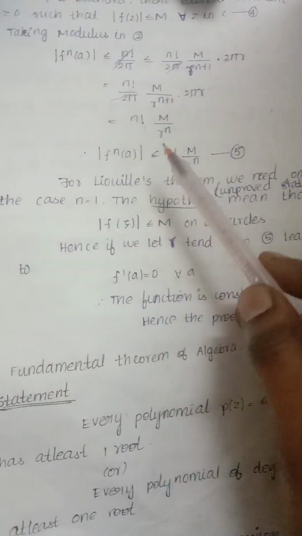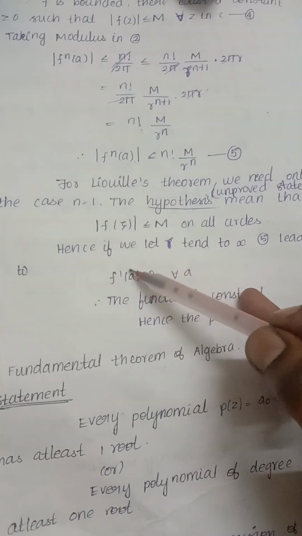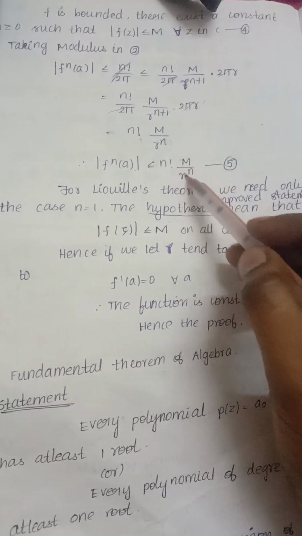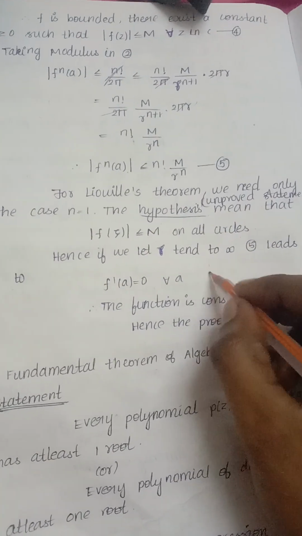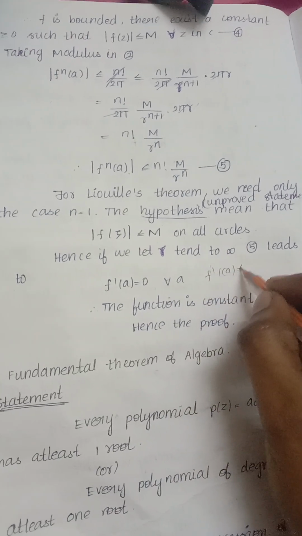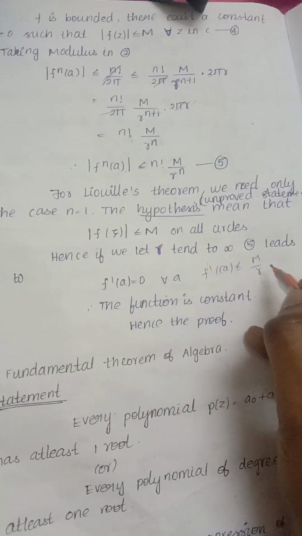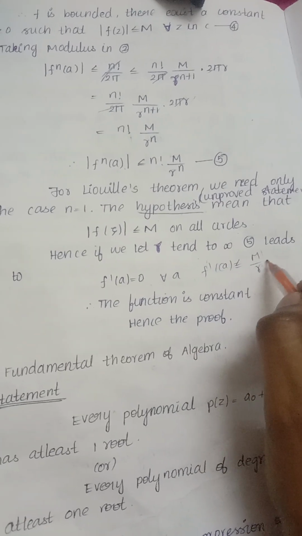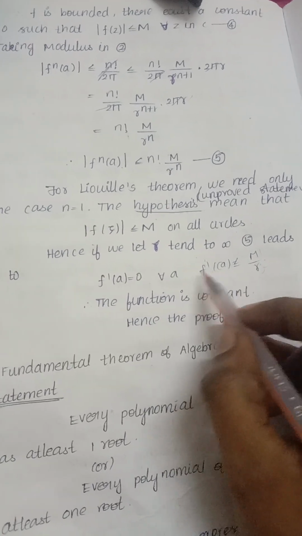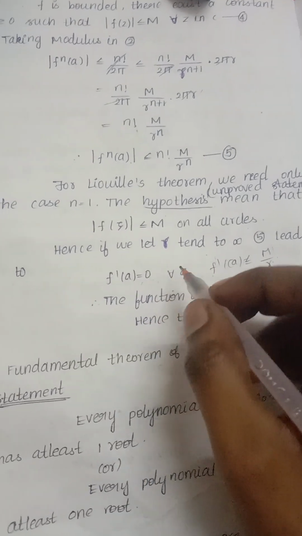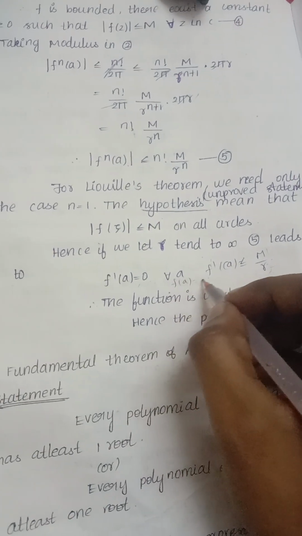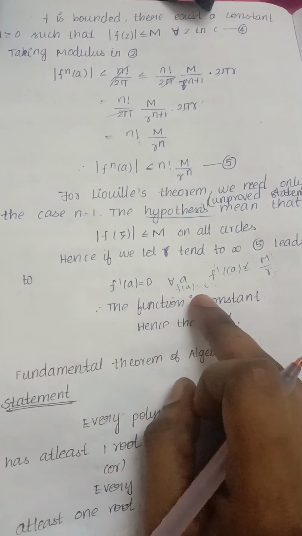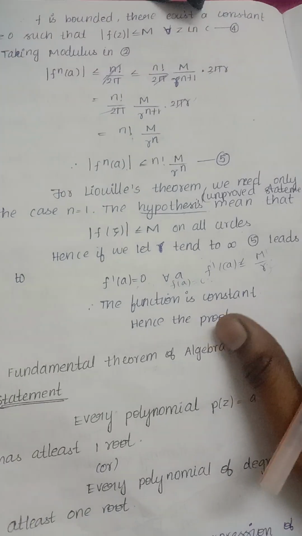Putting n equal to 1, we get modulus of f dash of a less than or equal to M divided by R. If we let R go to infinity, then M by R goes to 0, so f dash of a will be 0. Then if we integrate, we get f of a equal to c, so our function is a constant.